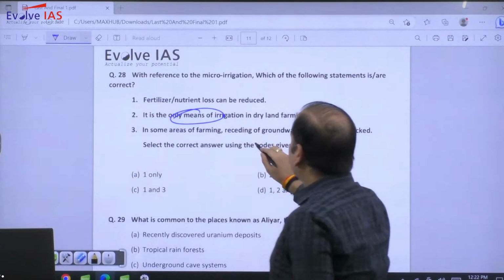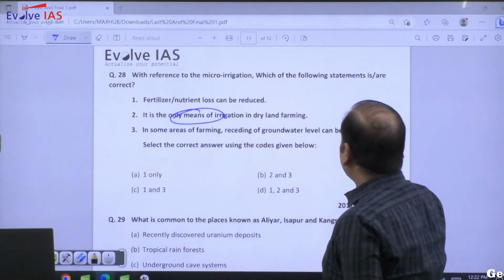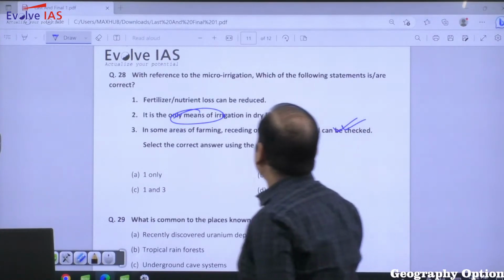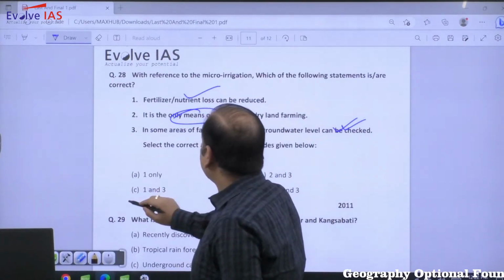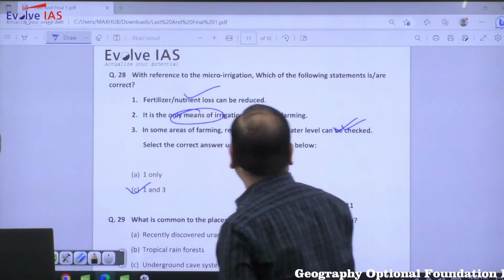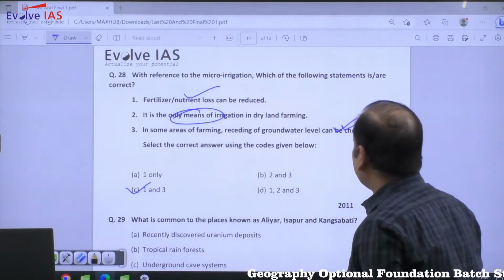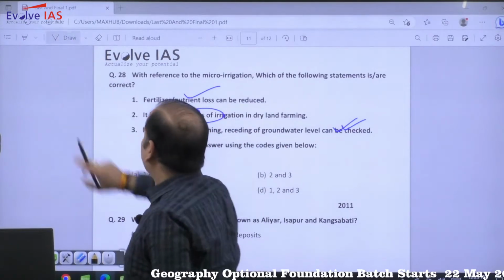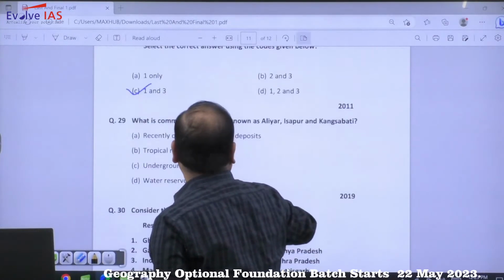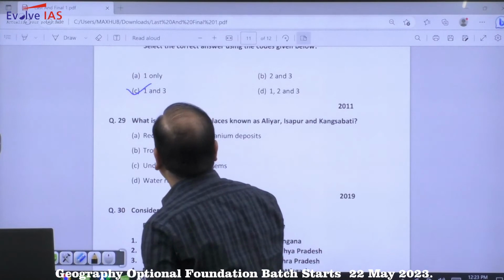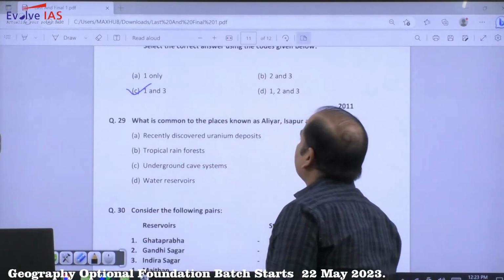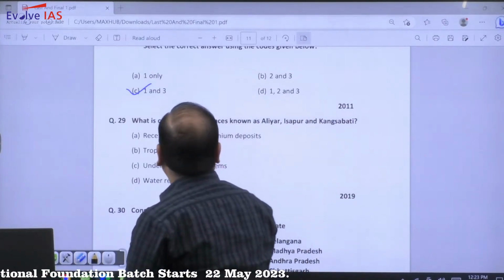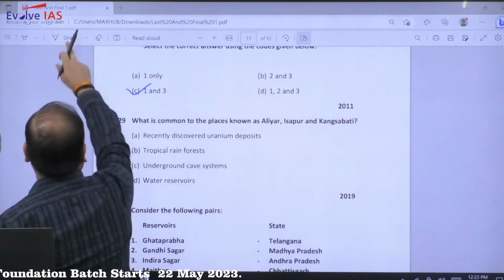In some areas of farming, receding of groundwater level can be checked. Yes, it is correct. So the first statement is correct, the second statement is incorrect. So the answer will be 1 and 3. This was a question that has been asked in 2011. One more question related to this, water reservoirs, water conservation. What is common to the places known as Aliyar, Isapur and Kangsabati? So that is your water reservoir.